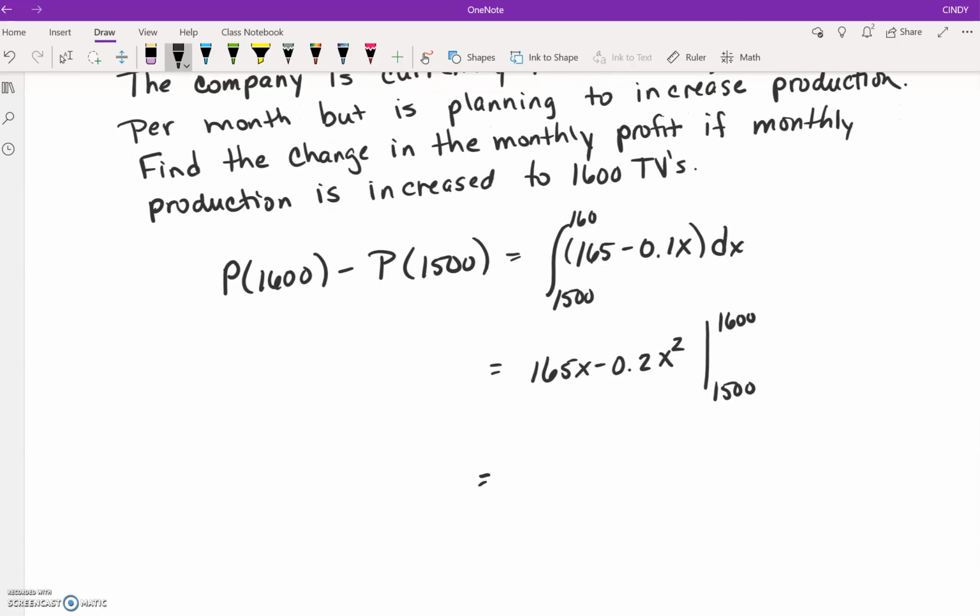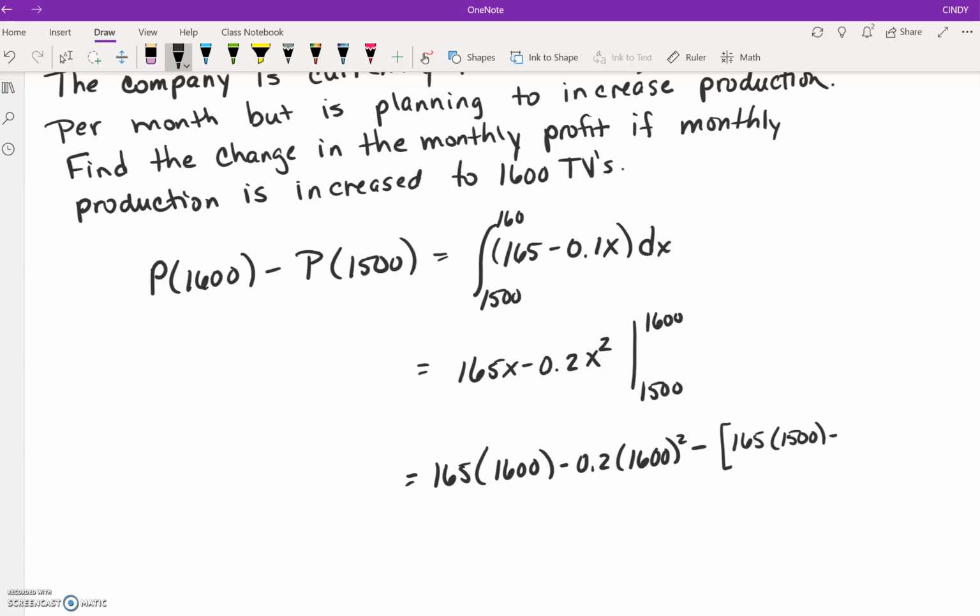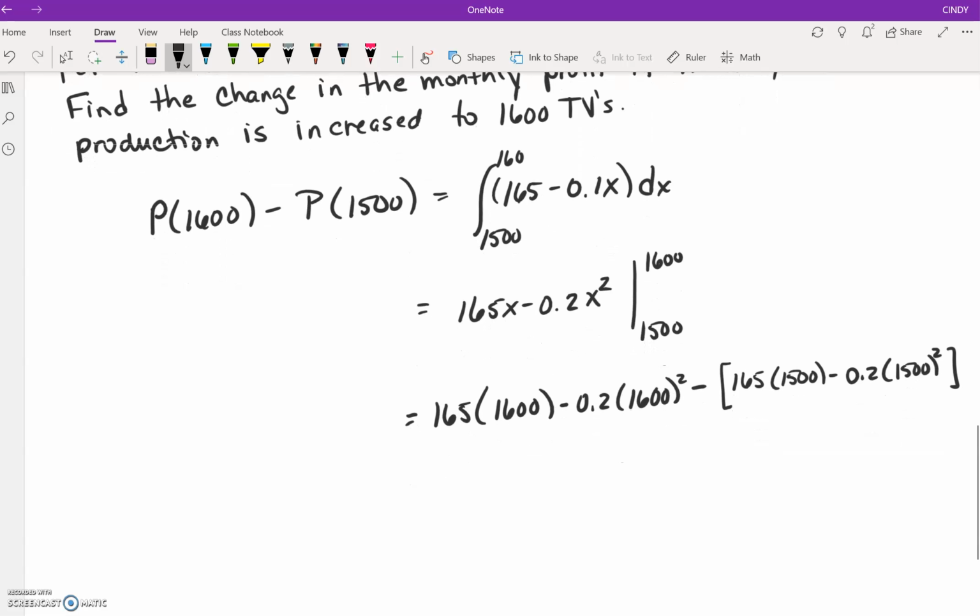So that is 165 times 1,600 minus 0.05 times 1,600 squared minus, and since this is two terms, I'm going to put a bracket around it, 165 times 1,500 minus 0.05 times 1,500 squared. Okay, the bracket would indicate to you that you need to distribute a negative.